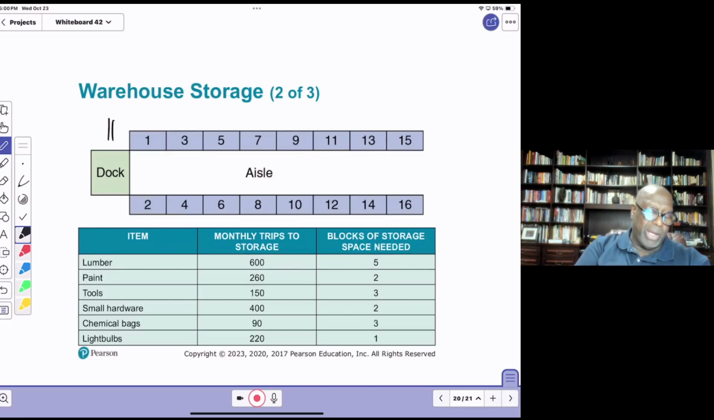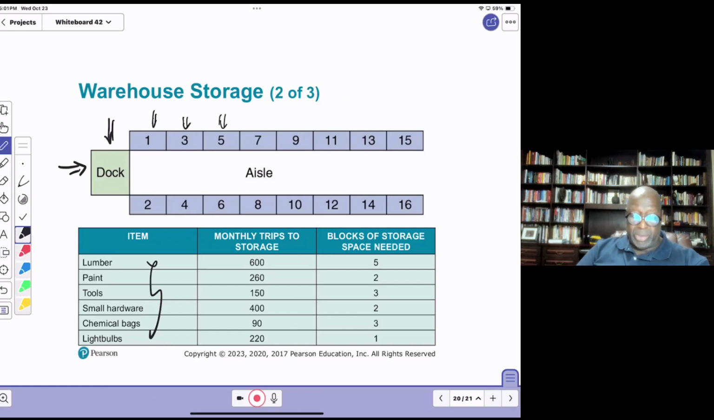Imagine if you have a dock here where products come in, right? And then you have these 16 locations, and you're trying to determine where to place those. This is just one criteria. So you could look at it on the basis of the number of trips per area. If you call these blocks, so these are all blocks, how many blocks you're going to allocate to a particular item, and if you look at the average number of trips to those areas, that helps you make a decision.